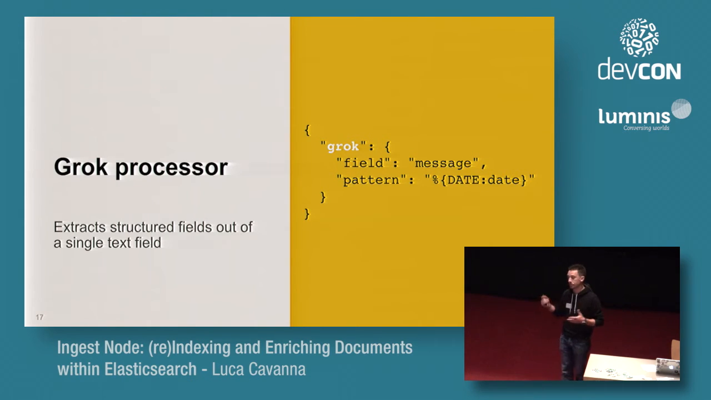The first one is Grok. For any of you that are familiar with Logstash, Grok is the first thing that you look at. Grok allows you to extract multiple fields out of a single line of log, right? So you configure multiple patterns, like where the date should be found, where the HTTP verb should be found, and so on, and you're able to have multiple fields out of it.